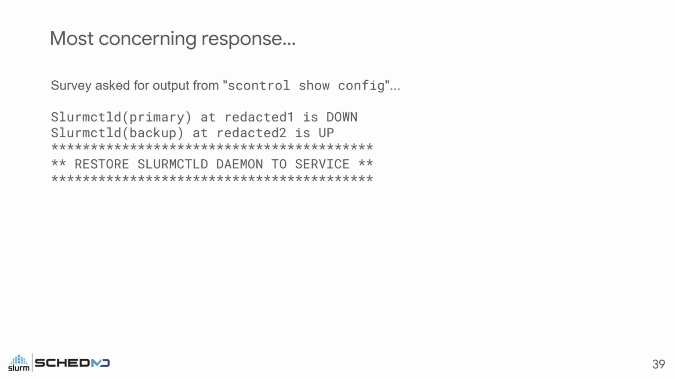Just a few quick glances at some survey results from a survey we put out ahead of the Slurm community Birds of a Feather session at SC. One of them that I just thought was funny is an early version of this asked for the output from scontrol show config on your cluster, and one site responded with output indicating that their primary controller wasn't online at that point in time, which I just thought was interesting.